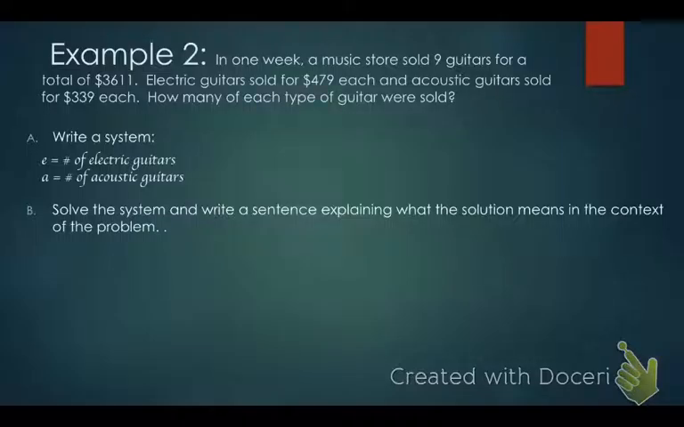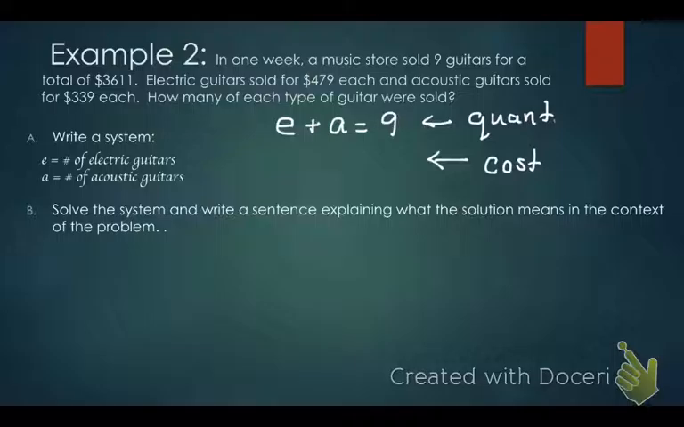So, the first thing I notice is there are a total of 9 guitars sold. So I'm going to say E plus A is equal to 9, because that's talking about the quantity. So this equation is all about the quantity sold. And my second equation is going to be about the cost, or the money. We know that an electric guitar was $479. So 479E plus 339 times the number of acoustic for a grand total of $3,611.